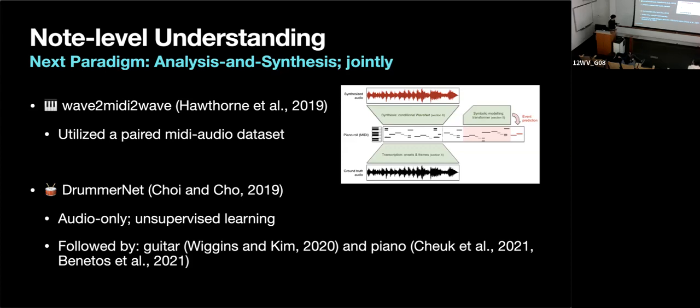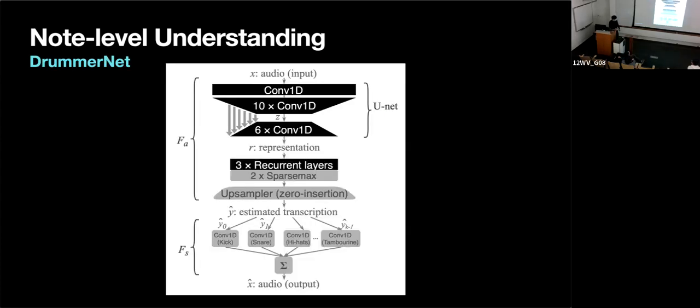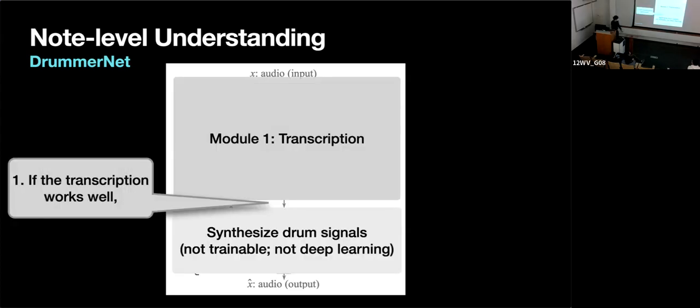We did something similar, though what we did is a little different. We wanted to do it with audio only, with no paired transcription, no ground truth labels. And later, the approach was followed by guitar and piano. So what we did is this, which is complicated, so I'm going to simplify again. There's a transcription module and a synthesis module. The synthesis module is not deep learning. It's just a Torch-based implementation of a drum synthesizer.